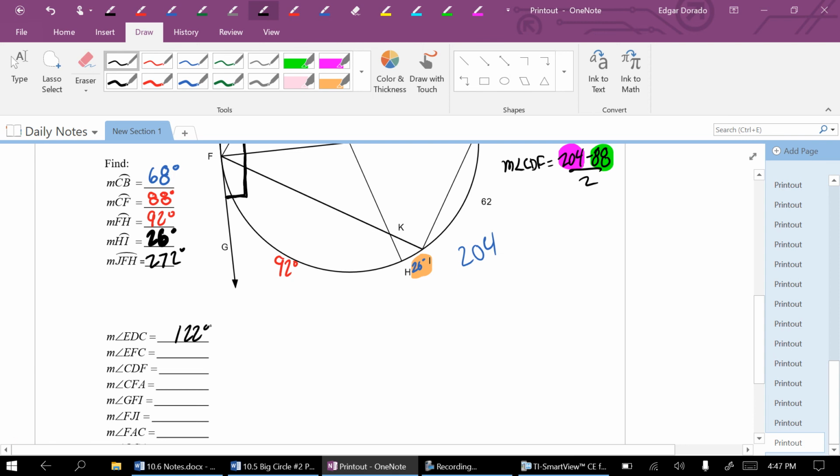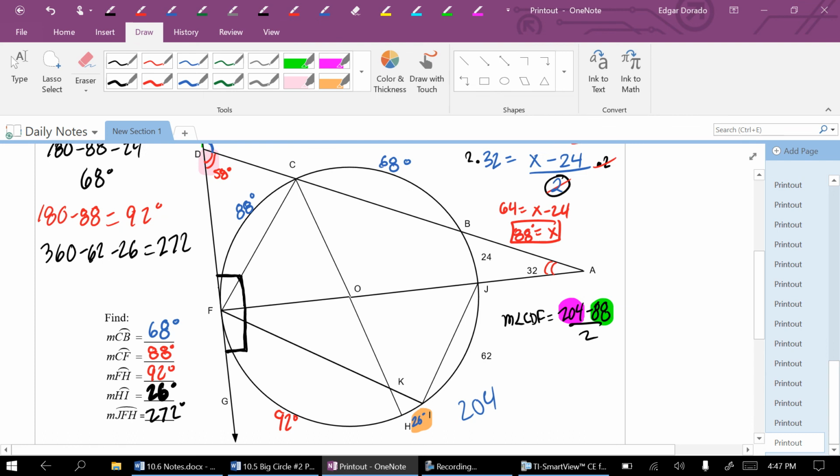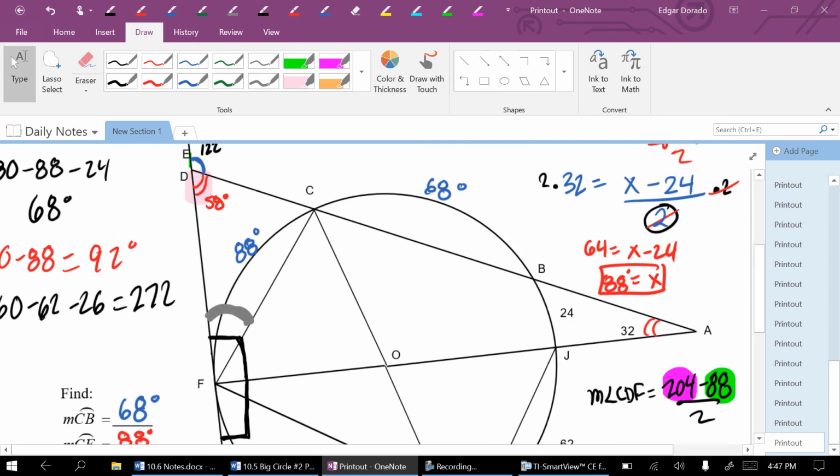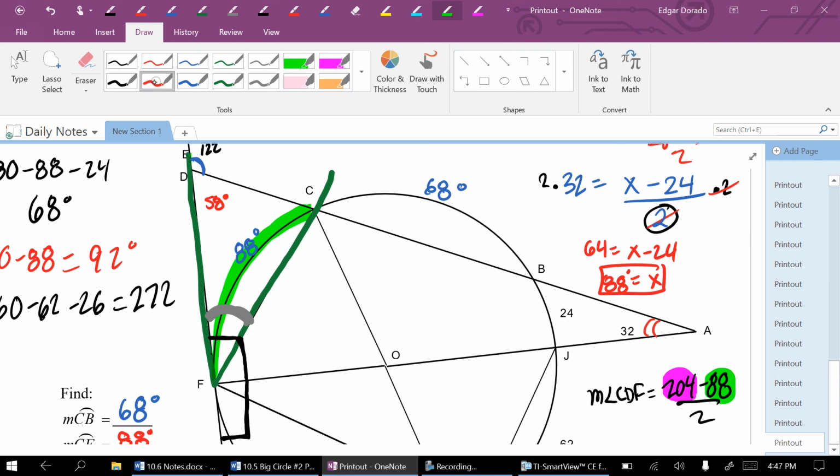Now let's find EFC. So EFC, that's this angle right here in gray. So EFC, you're going to find by, again, using the fact that that angle is created by these two segments, and the piece of arc that is trapped is 88. This is a tangent chord angle. Tangent chord. Okay, that's why it's called a tangent chord angle.